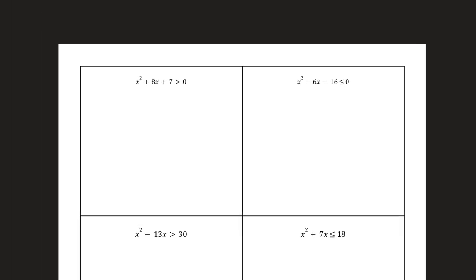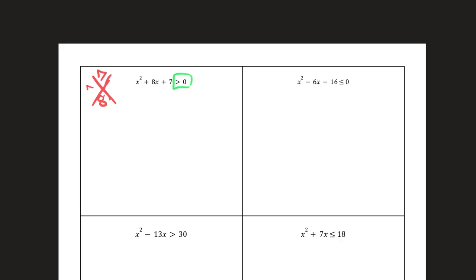So in this next example, x squared plus 8x plus 7, it's already being compared to 0. So I can go ahead and find these zeros. Okay, so if I try to factor, are there factors of 7 that combine to be 8? If so, then we can factor it. If not, then use quadratic form or complete the square.